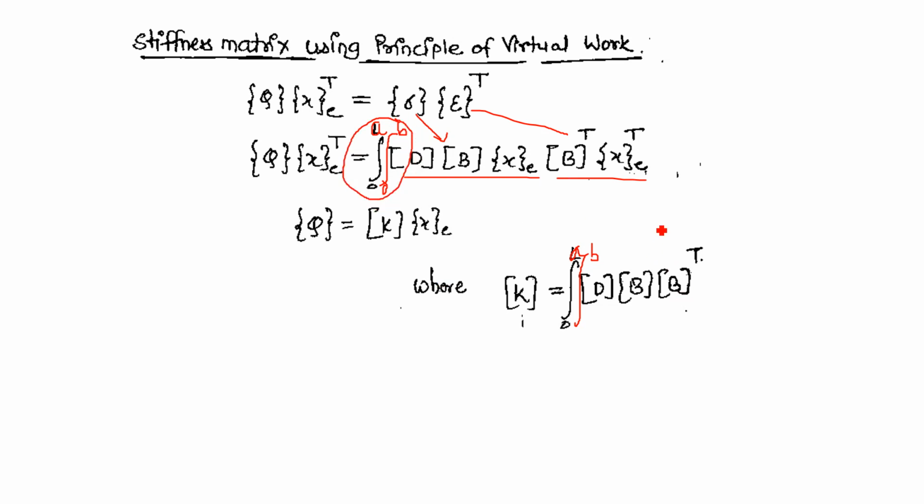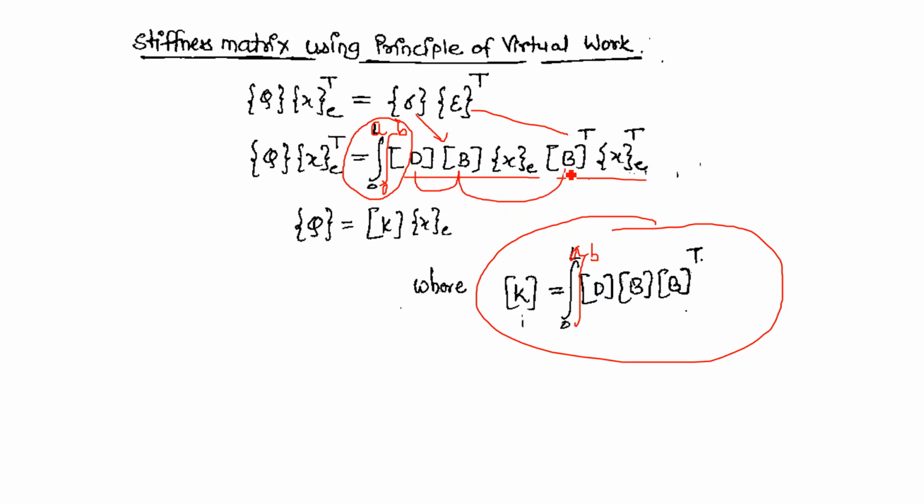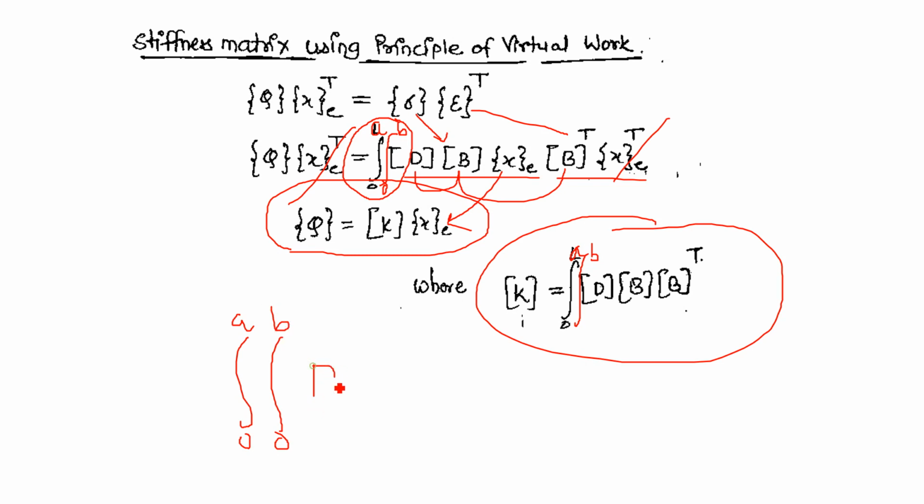This term is called the stiffness matrix K. This into this, right? And this transpose term will get cancelled here, and the remaining is this xc term. So Q equal to K into xc, this is the final equation. So using this double integration 0 to A and 0 to B, of the matrix D into B into B transpose, we can find out the stiffness matrix of the plate bending element.